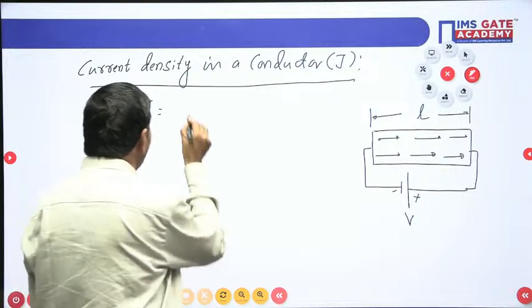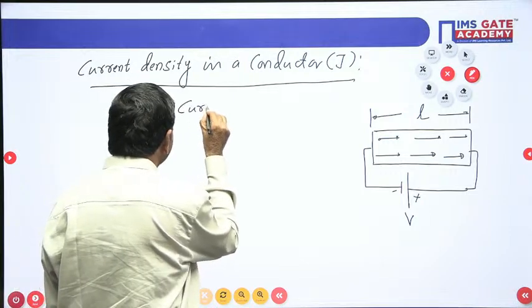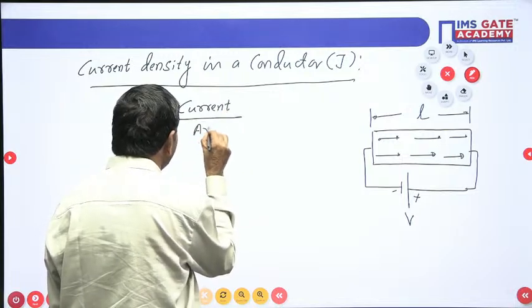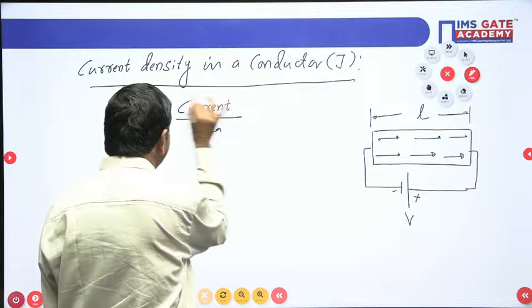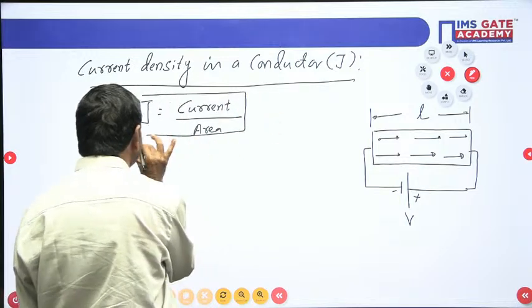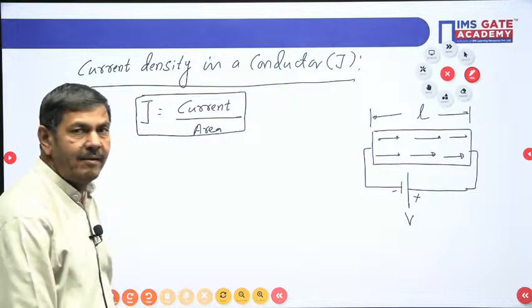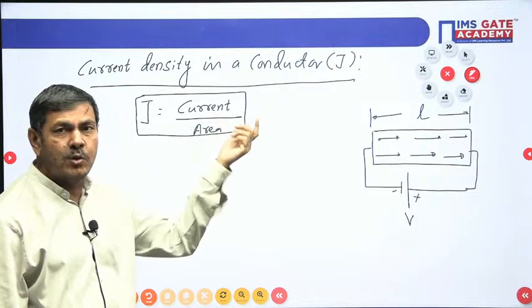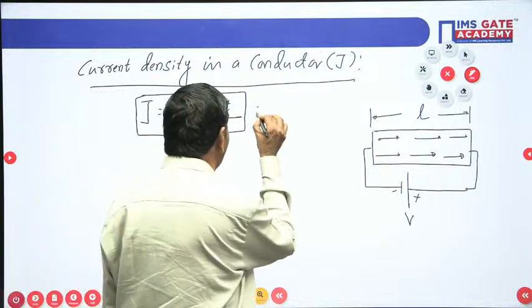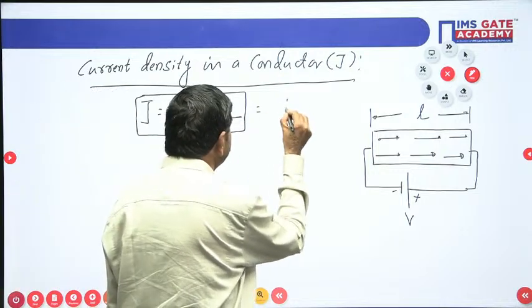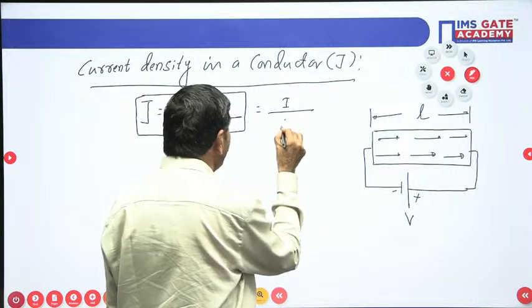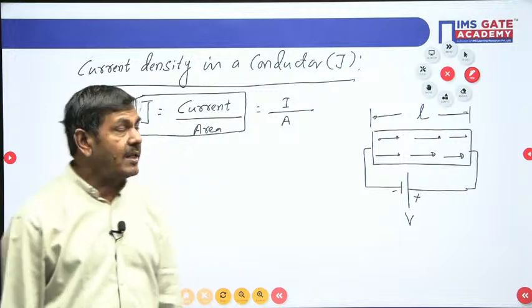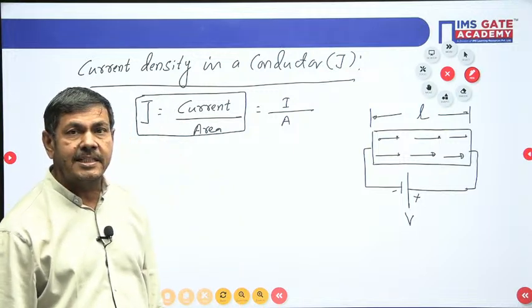So current density can be taken by the formula current by area, current by area of cross section of the conductor. That formula is more important. Mathematically, current we denote by I, divided by area, which I take as A. So J equals I by A.